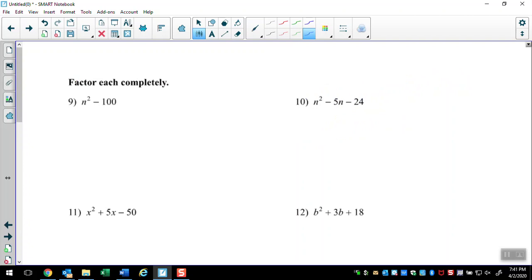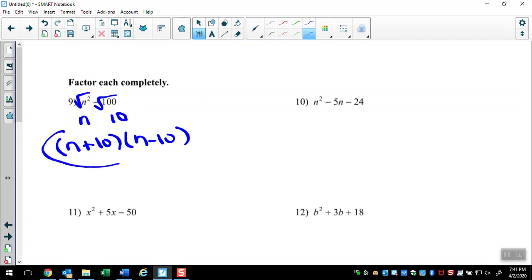Alright, now let's take a look at just the factoring on the other side, which is more of what we did from the division, because we had to do some factoring when we divided. Alright, so difference of perfect squares, a difference of 2 perfect squares. So I can go ahead and find the square roots of each of these. The square root of n squared is n. The square root of 100 is 10. So my pattern is this: n plus 10, n minus 10. Done.